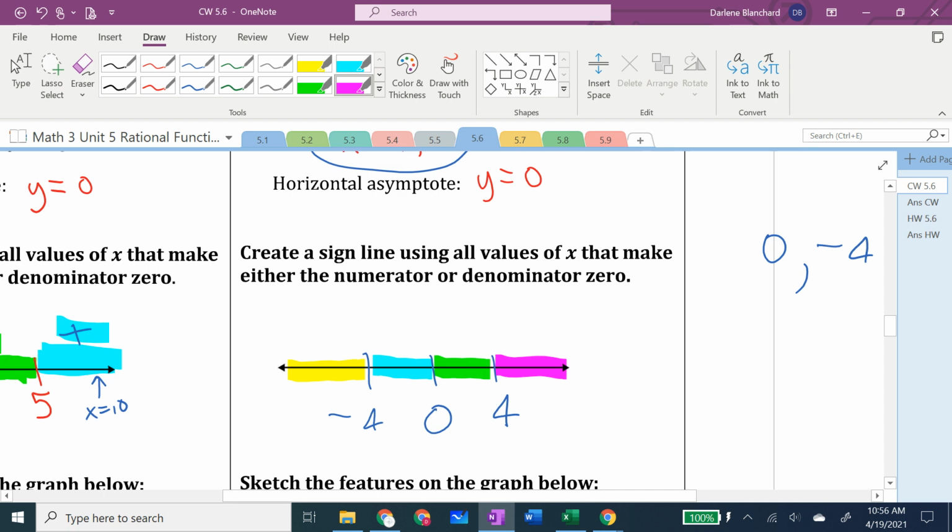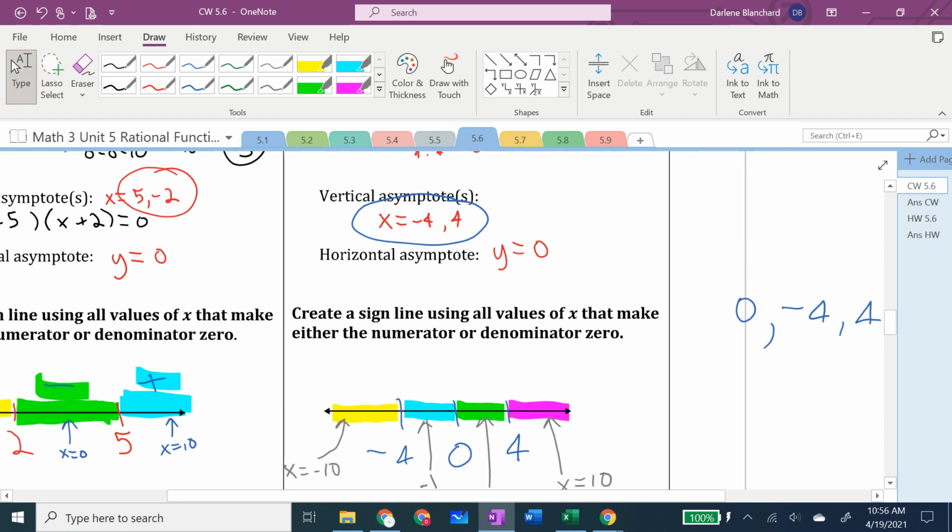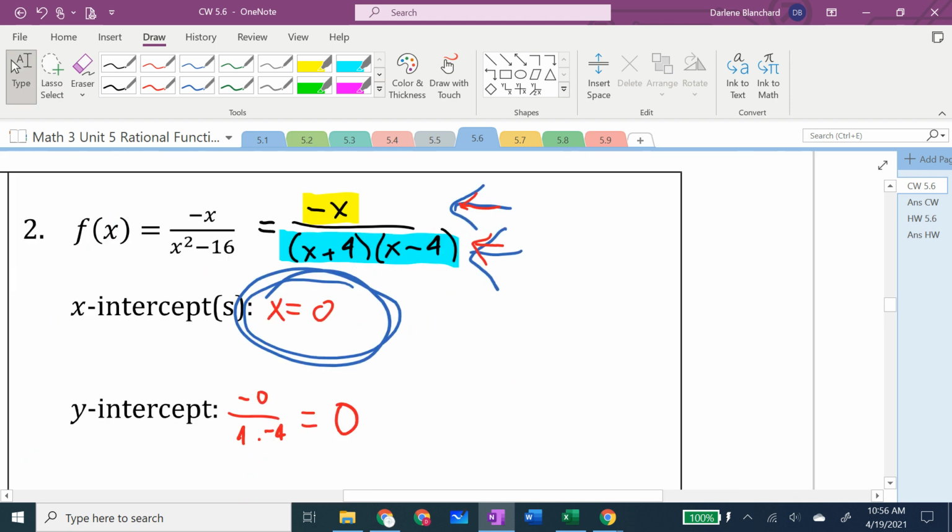With each section, you're going to choose some number to plug in. On the left end, I like to go big with negative 10. On the right end, I like to go big with positive 10. A number between negative 4 and 0 is negative 1, but you can choose other numbers. Between 0 and 4 is positive 1. I'm sticking to 1s because they're easy to work with calculating. So negative 10, and I'm looking at the factored form, which is the easiest one to work with.